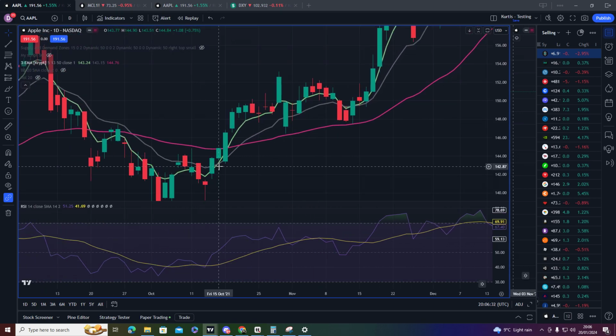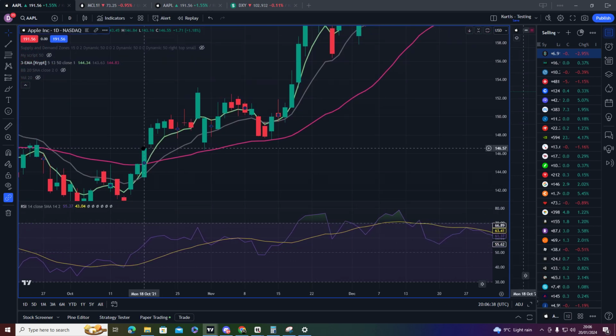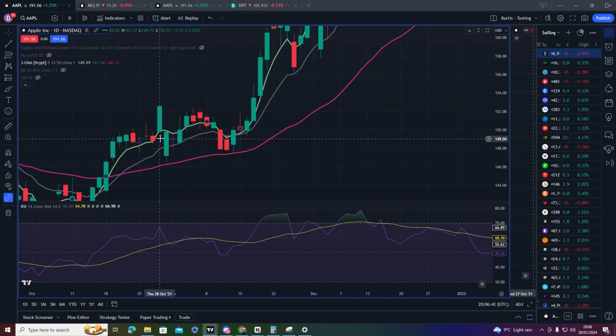Right here, we cross bullish. Right here, we don't get confirmation till this candle. So right here is where you'd go long, top of this candle. Go long or sell puts. For me, I sell puts. And you can see what happens. You get a monster run right here.